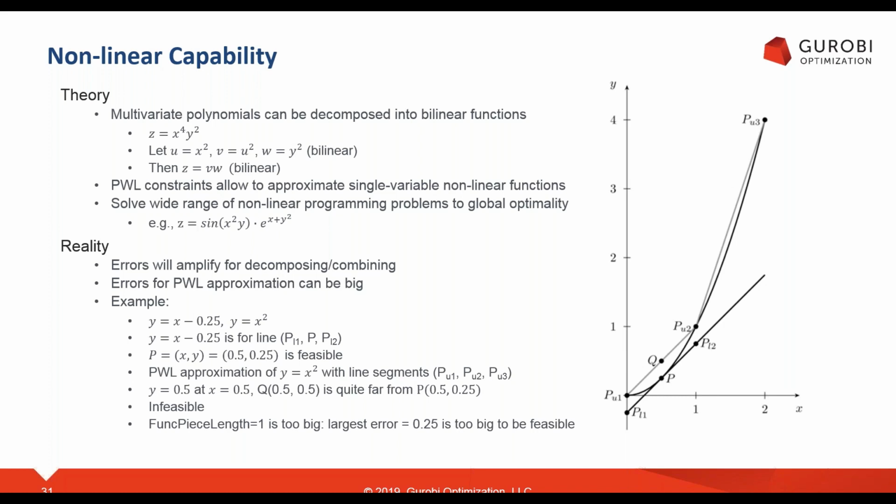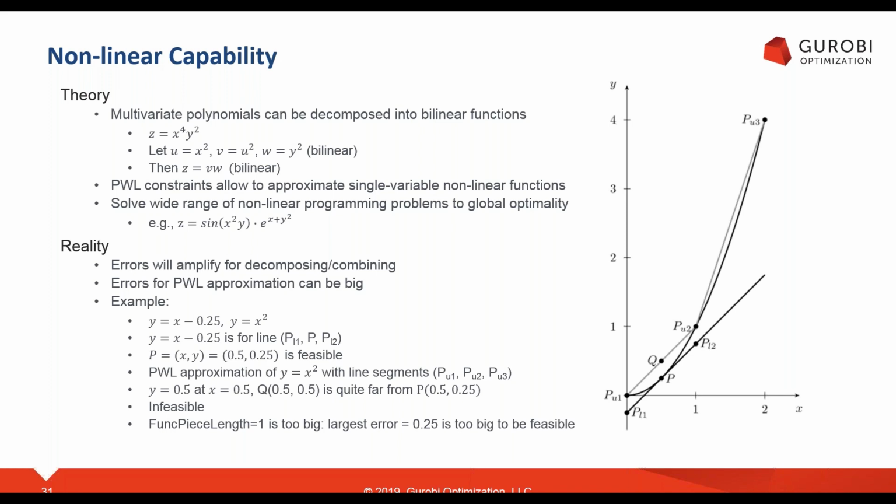Z is equal to sine of x squared times y times e to the power of x plus y squared. This is now possible. Question is, can you solve it? And the reality is that such constraints, as in this example, are probably way too complicated to be solved in a reasonable way. The issue here is that in practice, when you decompose a more complex function into individual bilinear and piecewise linear constraints, then at each step in the decomposition, you will get some error, and these errors will amplify with a more complex decomposition and combination.